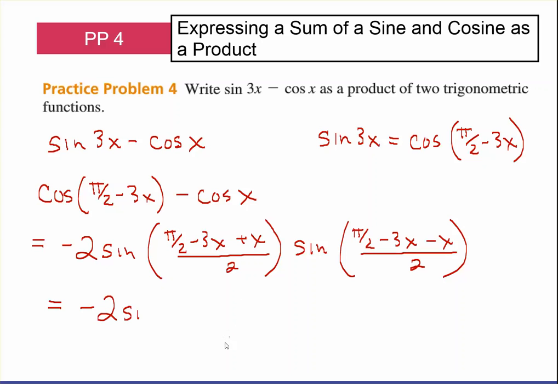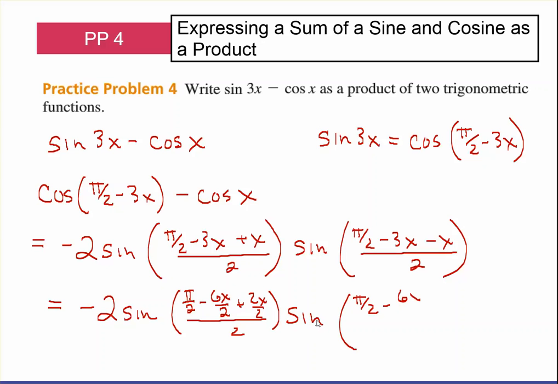So -2 sine of, first of all, this little top stuff right here, I better get a denominator of 2 for everything. So pi over 2 stays as pi over 2, but -3x now becomes -6x over 2. And this x here, plus x, now becomes plus 2x over 2, all over 2. Going to the other side, sine of, again, common denominator of 2, minus 6x over 2 minus 2x over 2, all over 2.